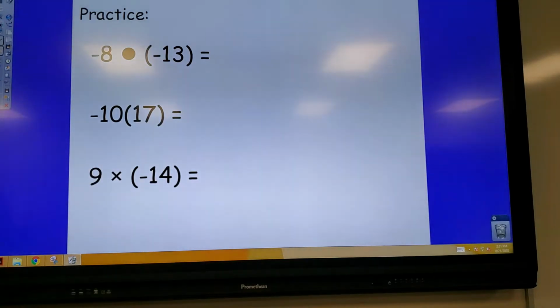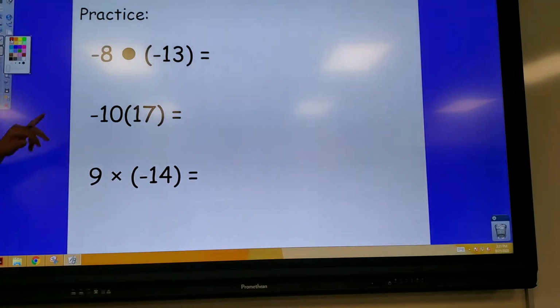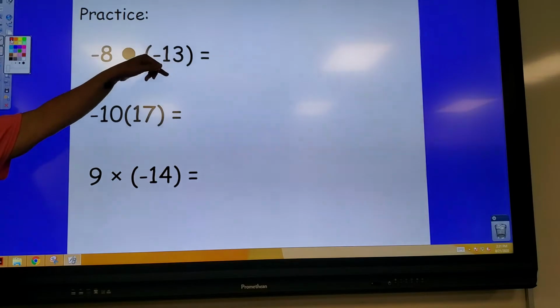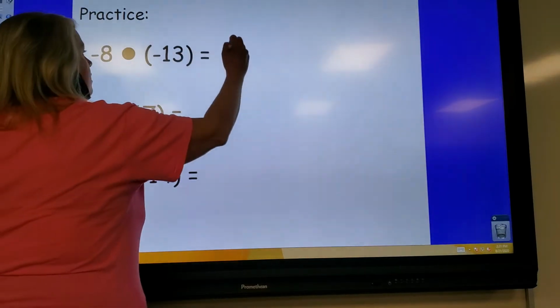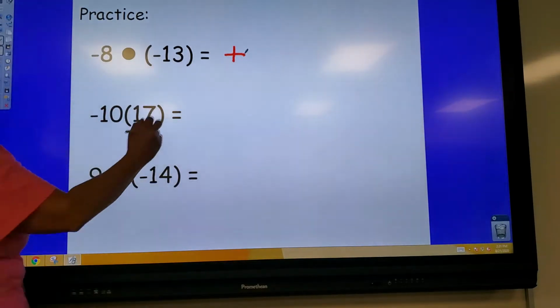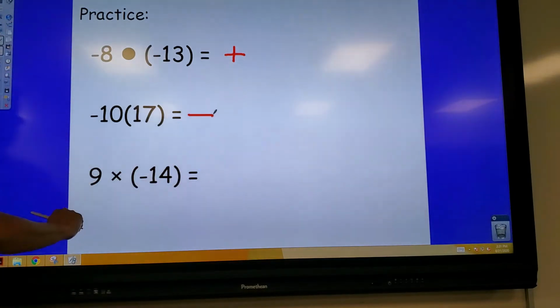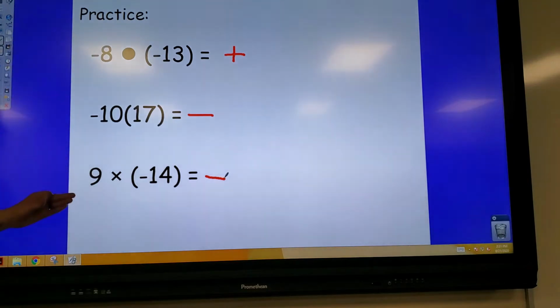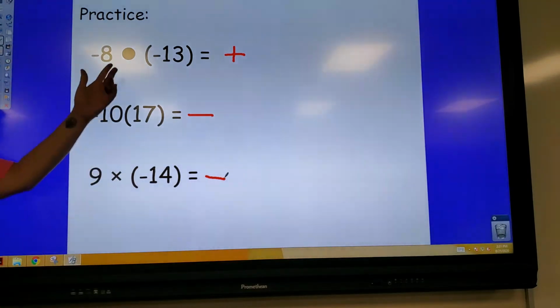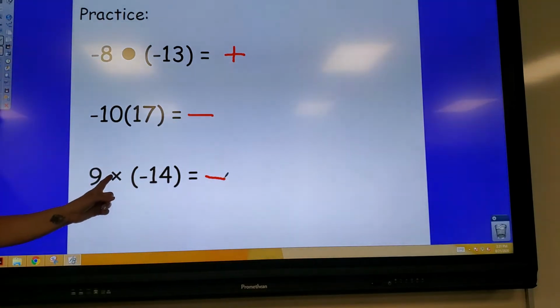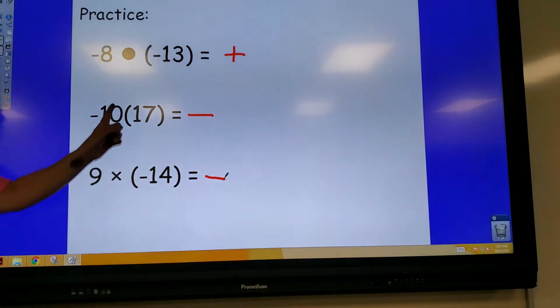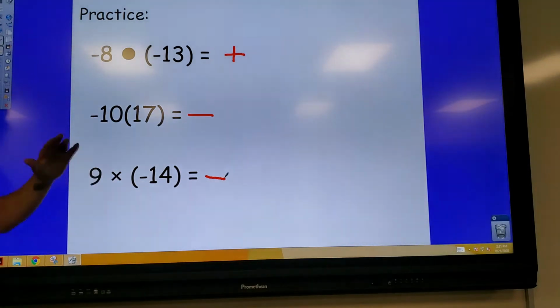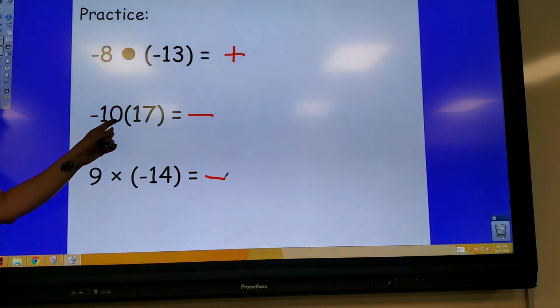All right, so let's practice this a little bit. Now again, I said that you can decide whether a problem is positive or negative before you actually do any of the work. So in this first problem, is our answer going to be positive or negative? Positive. The signs are the same. Is this going to be positive or negative? Negative. Signs are different. This? Negative. Signs are different. Now, I wrote them different ways just so you can see that you might have multiplication with the dot, you might have multiplication like a normal multiplication sign, but notice you have parentheses there to separate things, but you might just have parentheses.